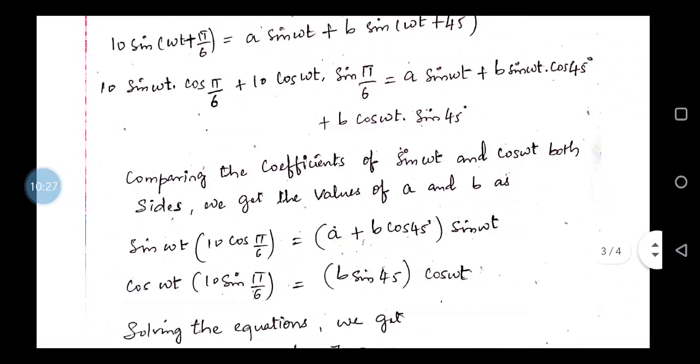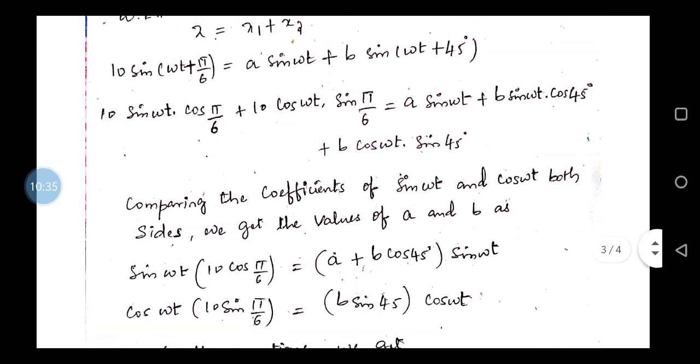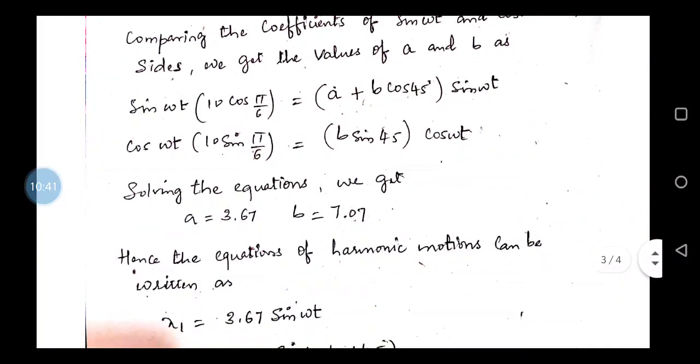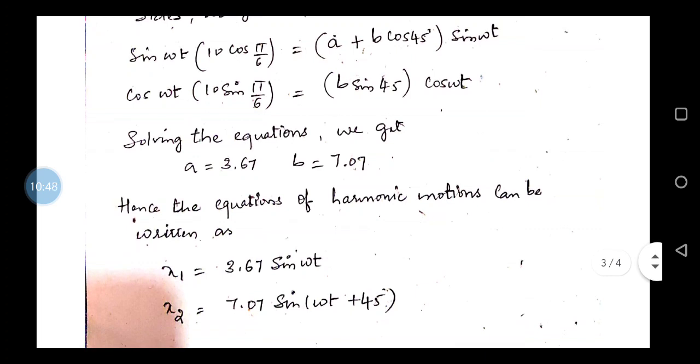Now, as usual, whatever we have done in the previous problem, expand the equations. Expand sine of omega t plus pi by 6 as sine of A plus B, and here also sine of omega t plus 45 degrees as sine of A plus B, and compare the coefficients on both sides. You are going to get the equations for a and b. So we arrive at the value for a as 3.67 and the value for b as 7.07.